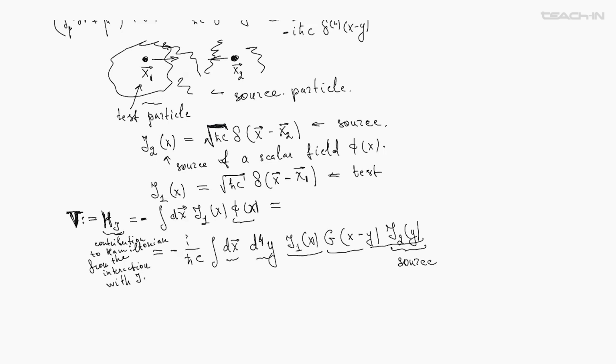I'm writing it as V now because you will see that this V will be just a potential arising between these two static particles. So physically speaking, what I'm doing is computing the potential arising between two point static particles, interacting with each other by means of the scalar field phi. So phi is a mediator of interactions between these two particles.